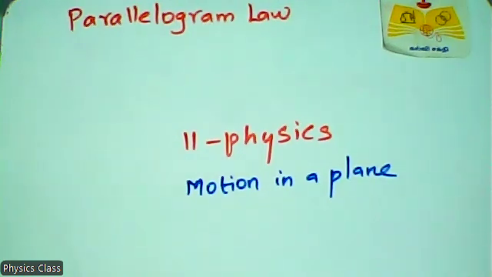First of all, we have to know what is the parallelogram law. Already we know about vectors. A vector is a quantity, a physical quantity, that has direction along with magnitude.